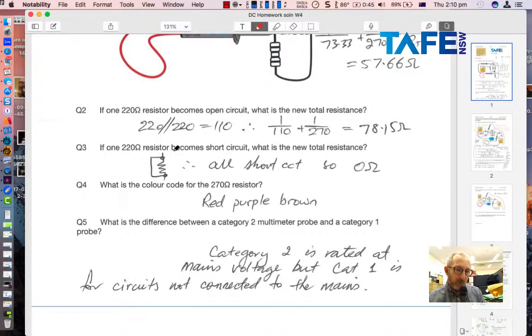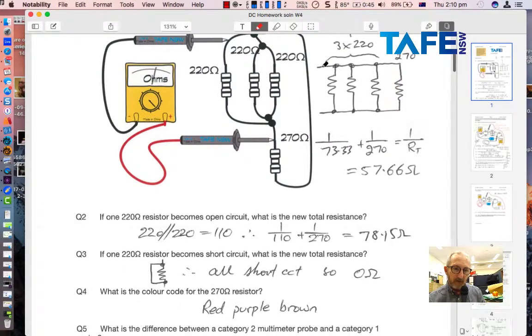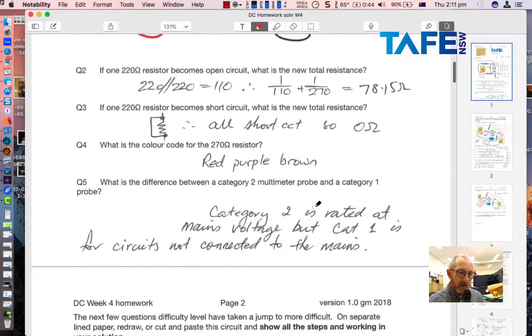If one 220 ohm resistor becomes short circuit, what's the new total resistance? If you put a short circuit across any one of those, if you join that with a piece of wire, a link of wire across there, you'll have a short circuit across all of those, and of course you'll have 0 ohms.